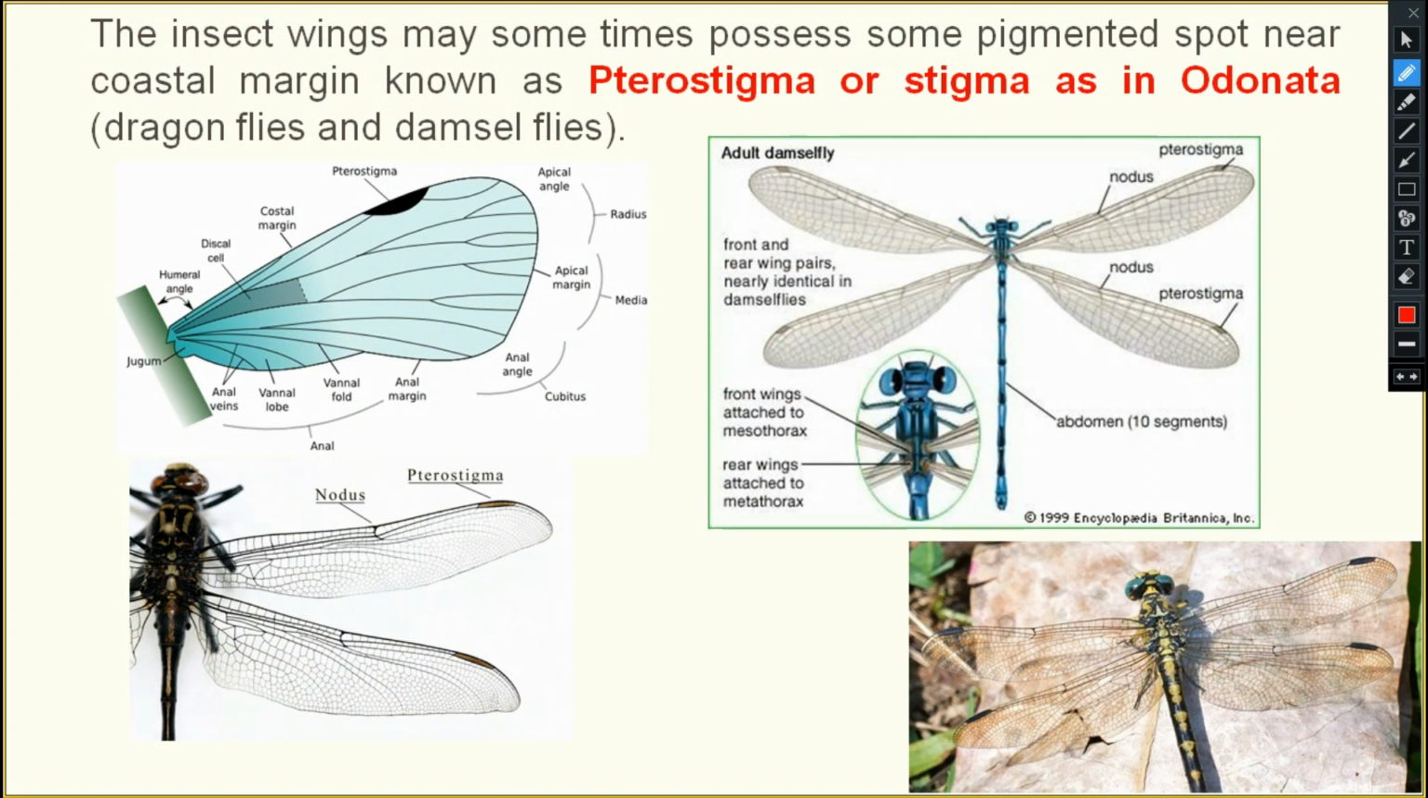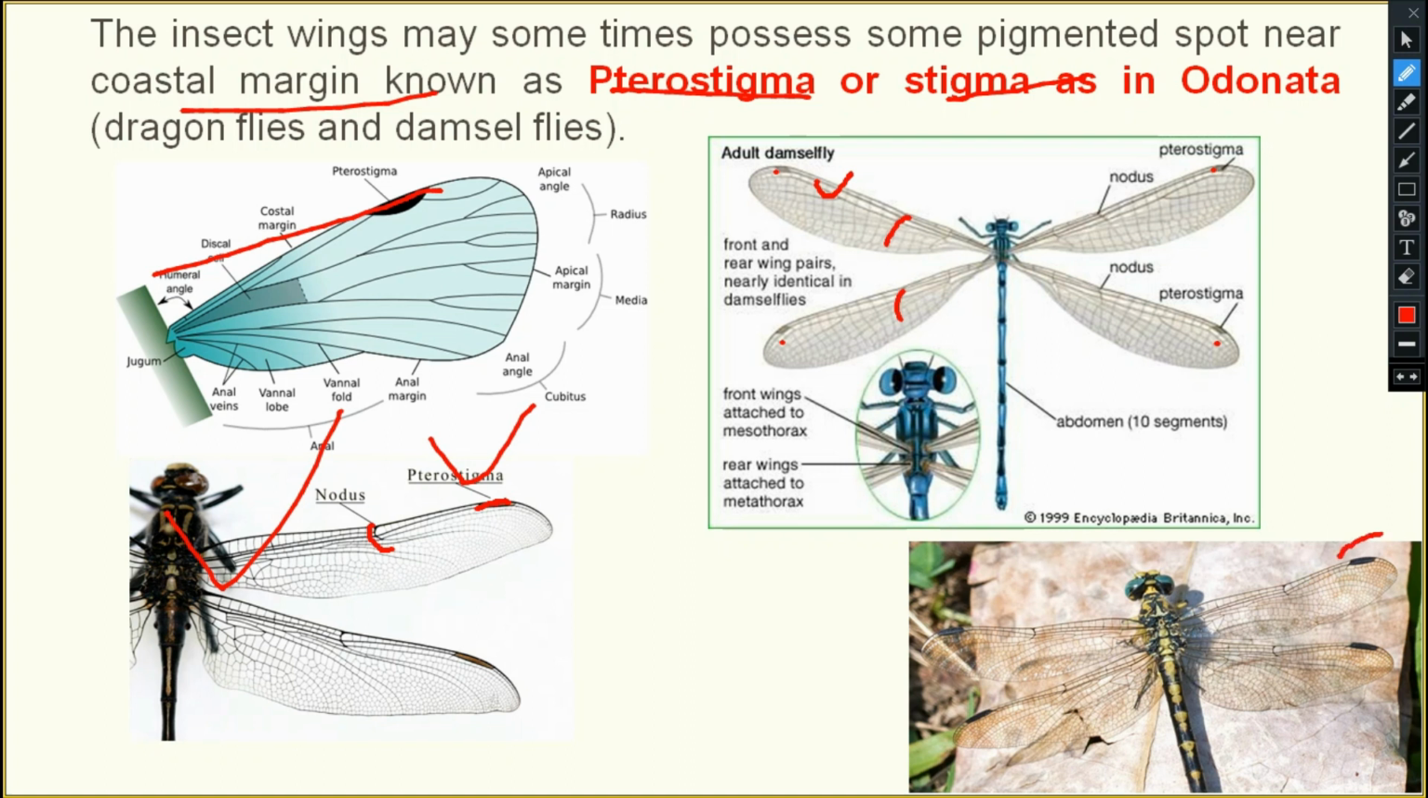Next you see the insect wings may sometimes possess some pigmented spot near the costal margin. This is the costal margin, known as pterostigma or stigma. Here you can see this is the dragonfly. There will be one nodus, a curvature, and a black thickening known as pterostigma. All the wings, forewing, hind wing, left wing, right wing, everywhere pterostigma is there, everywhere nodus is there.